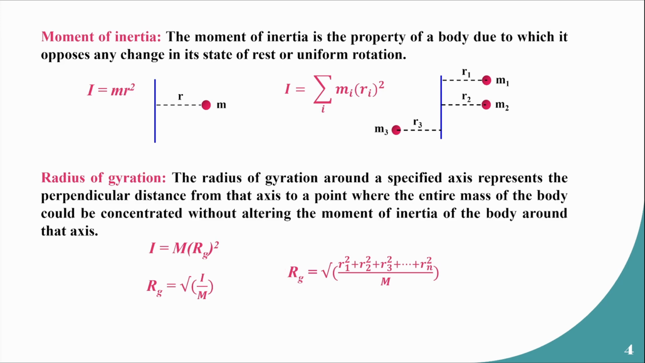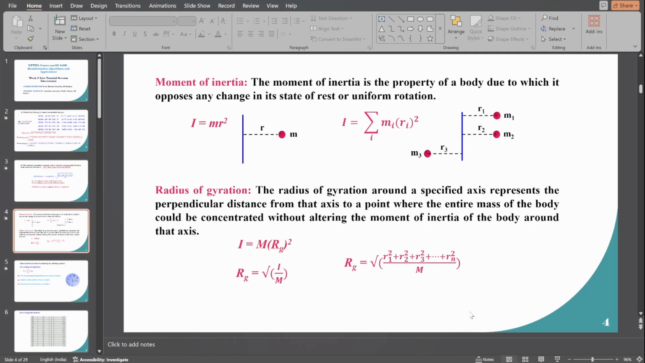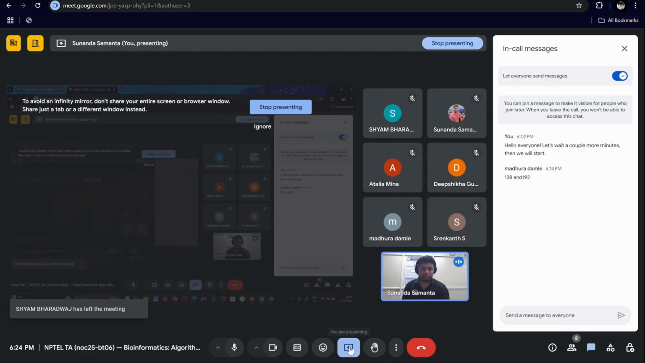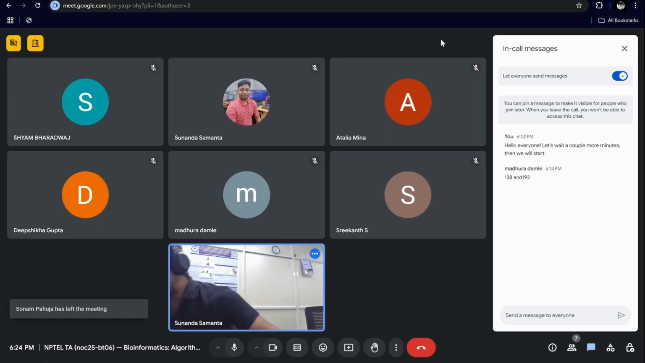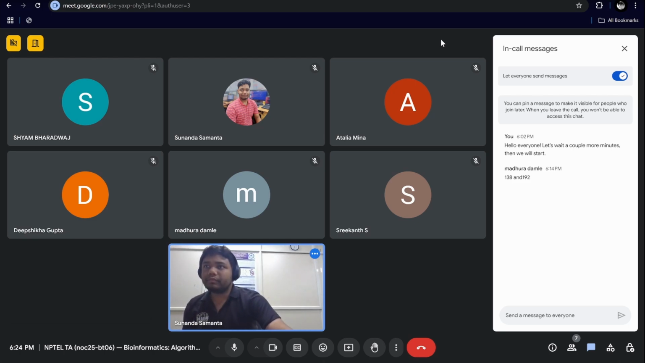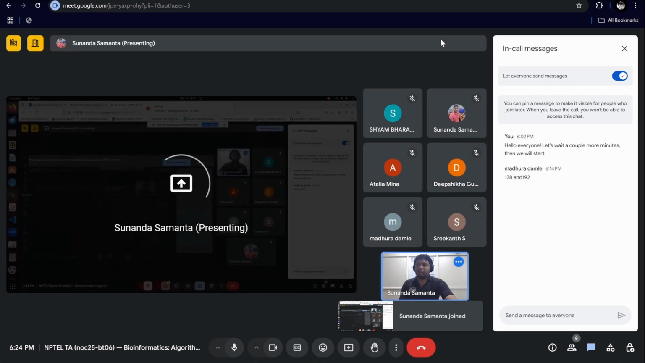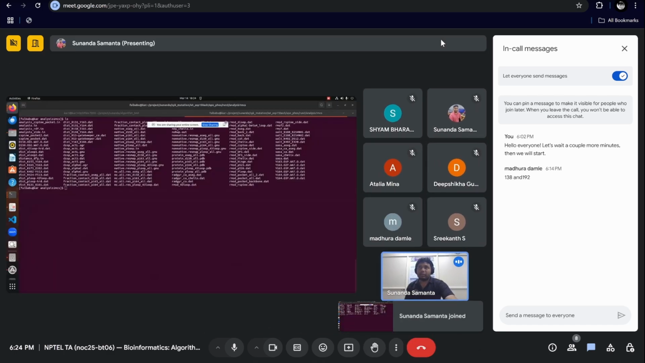So maybe I would just show the plot for a second. So if I share it, so hopefully this plot is visible.